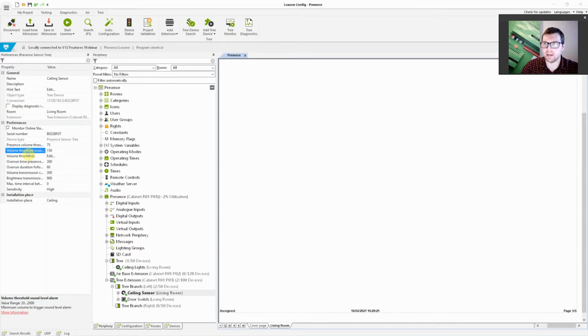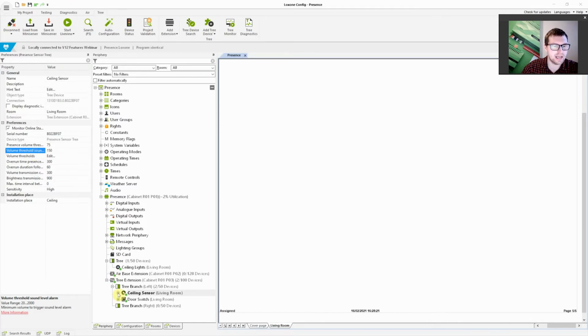The idea is that the presence input gets triggered once motion has gone off, followed by an acoustic signal. So for instance, motion always has to be the first trigger of presence. But once motion has triggered, acoustic signal, noise, can then be used to continue that presence input. And at what level of noise continues that presence input is set here within the thresholds. So you have a presence threshold and a sound level alarm threshold.